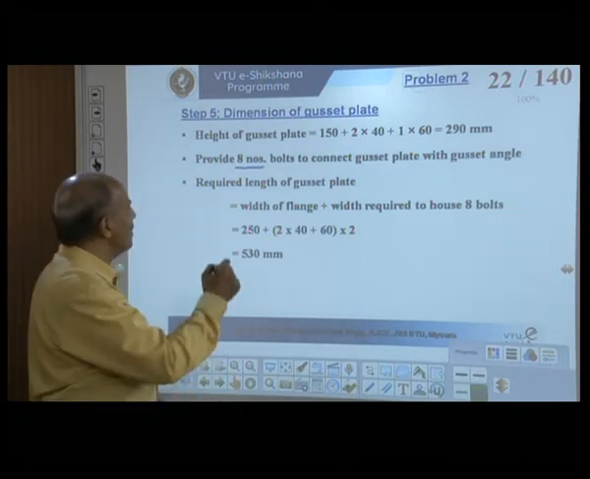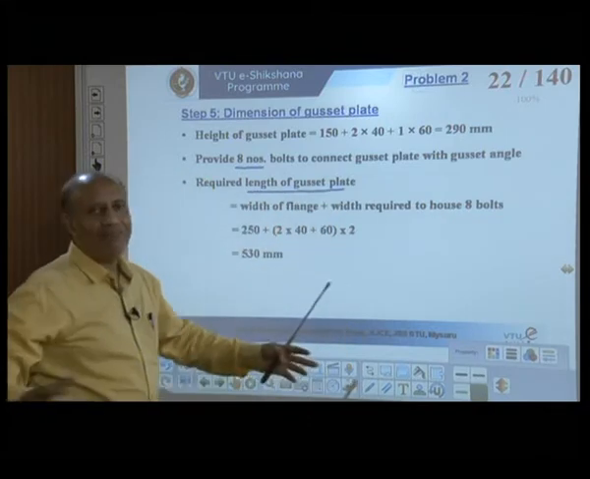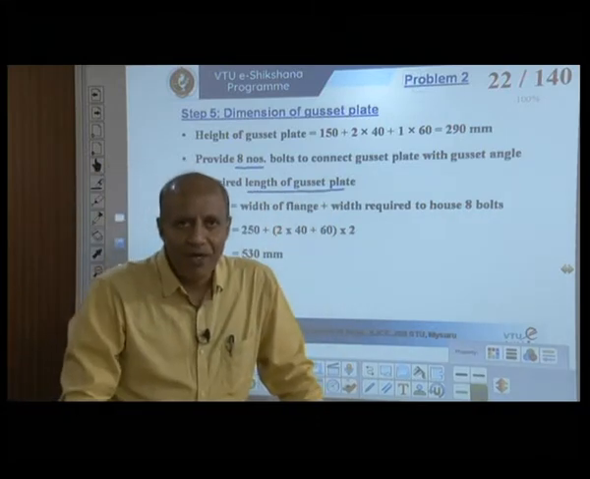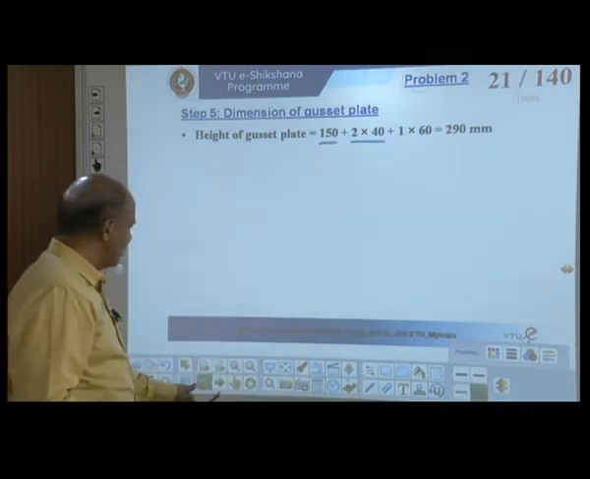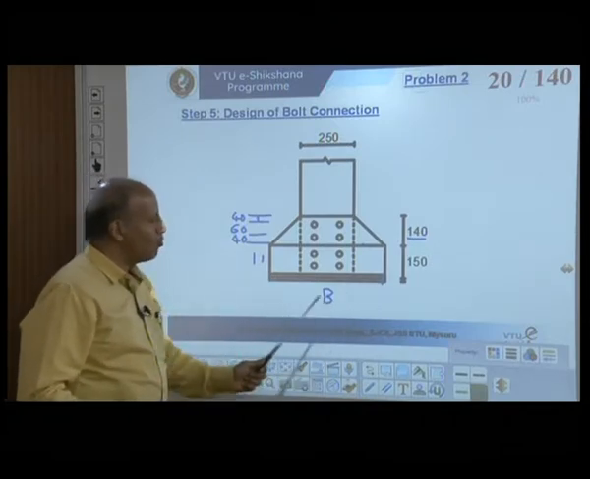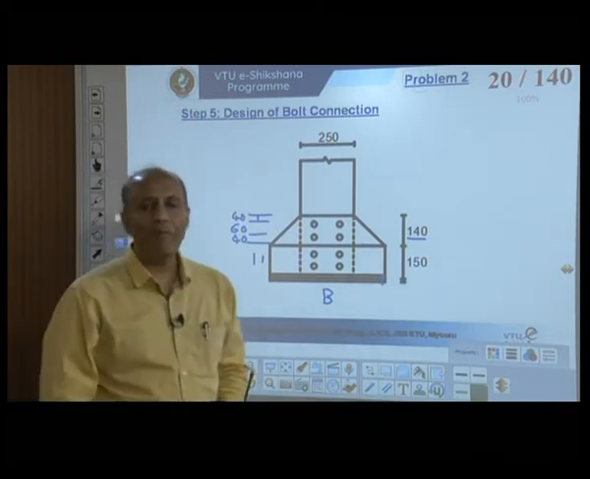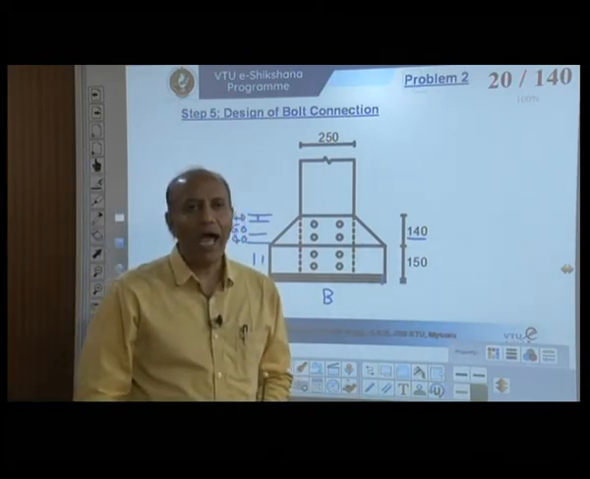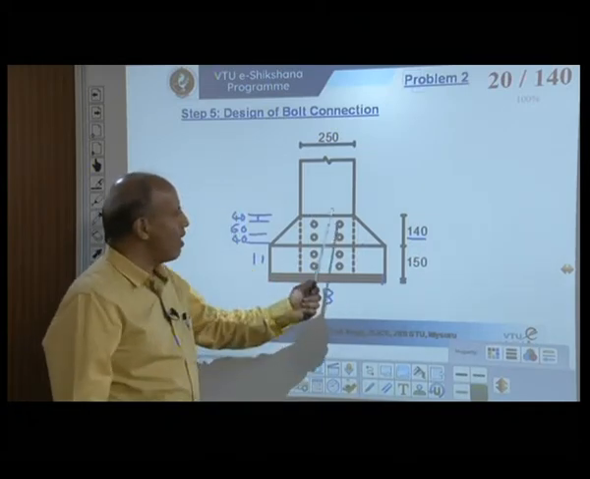And then regarding the length of the gusset plate, am I clear? What should be the length of the gusset plate that we should have here is very important. So just look here. That is the previous figure that we are talking about. Now how do I arrive at B? How do I arrive at B, the length of the gusset plate? Now please understand it is a normal practice to have the same number of bolts, as we have arrived at. So how many bolts have we arrived at here?